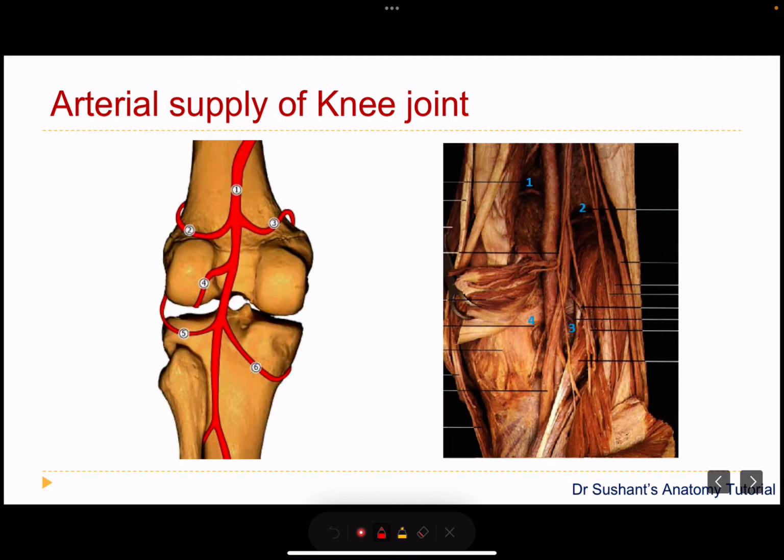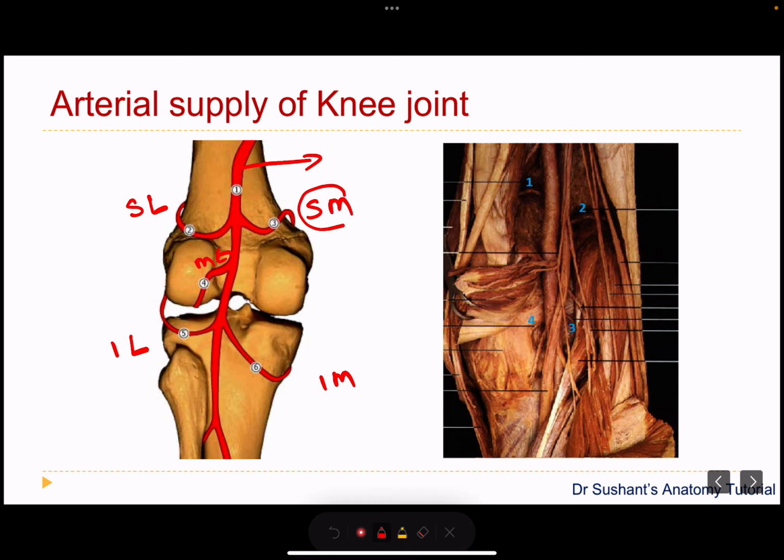Right. So next, let us talk about the arterial supply of the knee joint. The arterial supply of the knee joint is by the anastomosis around the knee joint, and this anastomosis is between the genicular branches of the popliteal artery. What are the genicular branches? The superior medial genicular, inferior medial genicular, superior lateral genicular, inferior lateral genicular. There is also a middle genicular branch.